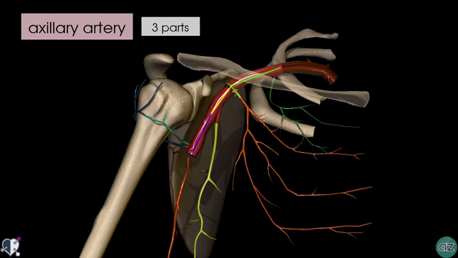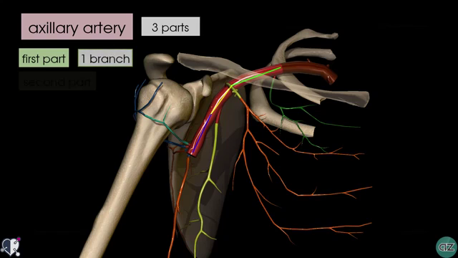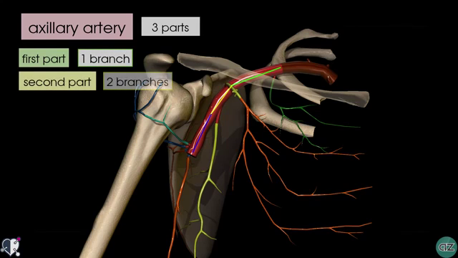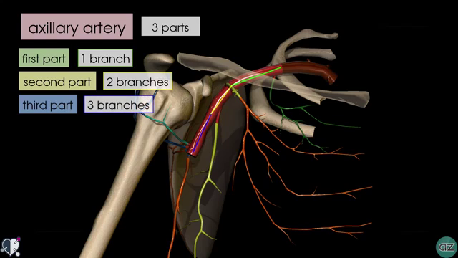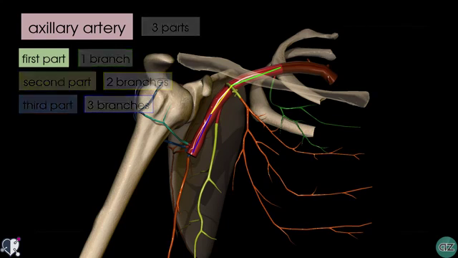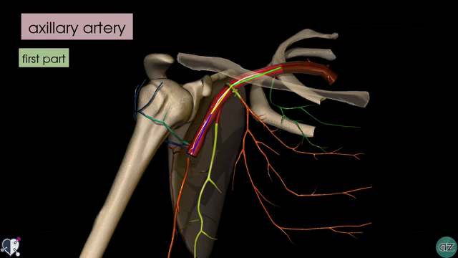I've removed the pectoralis minor muscle now and we'll take a look at the 6 branches of the axillary artery. So quite conveniently, the first part of the axillary artery has 1 branch, the second part has 2 branches, and the third part gives rise to 3 branches. The first branch, which you can see highlighted in green arising from the first part of the axillary artery, is called the superior thoracic artery.